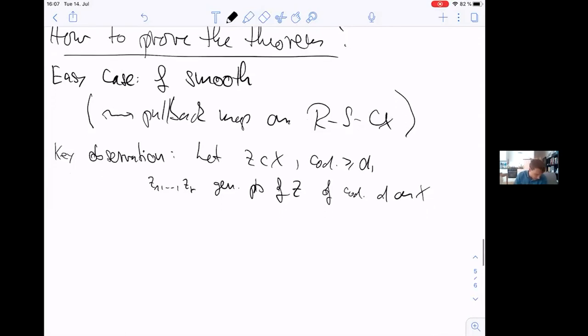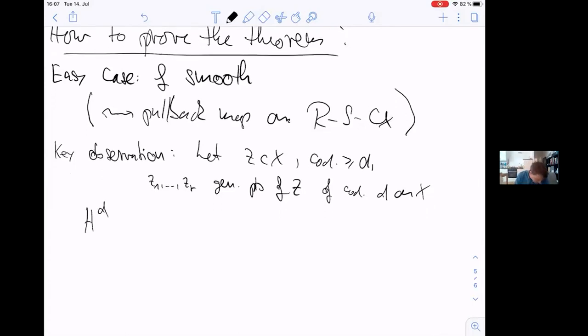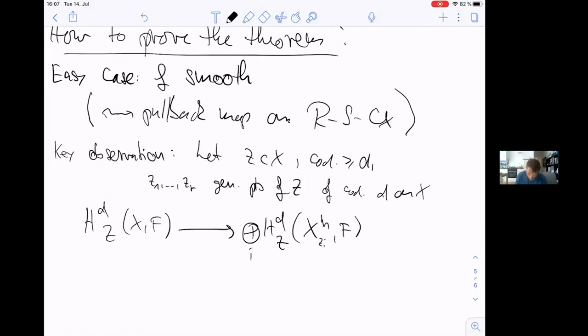And then what you do is you look at this map, H^D with support in Z, X, F, and then I map it to this, H^D with support in Z. Okay, so what I do is I henselize my X at this generic point. So it need not be a closed point of X at all. So this is maybe some sort of slightly iffy algebraic thing to do, but that's the beauty of algebraic geometry. We can do some slightly iffy things. And here the support Z should maybe be Z intersected with X^h, but it's gonna get really annoying to write.